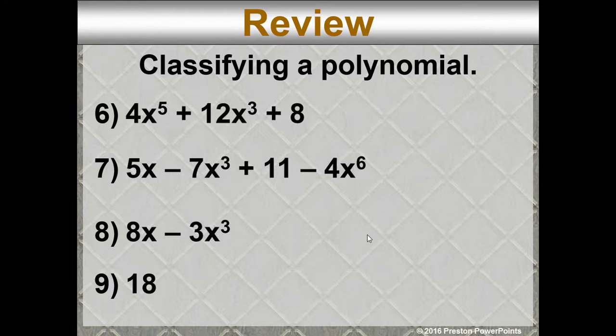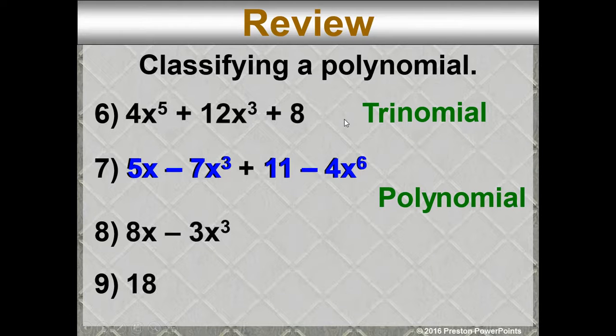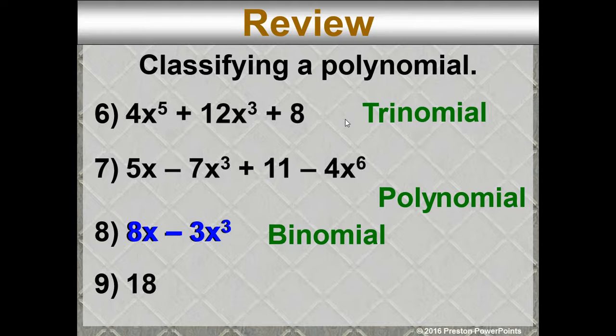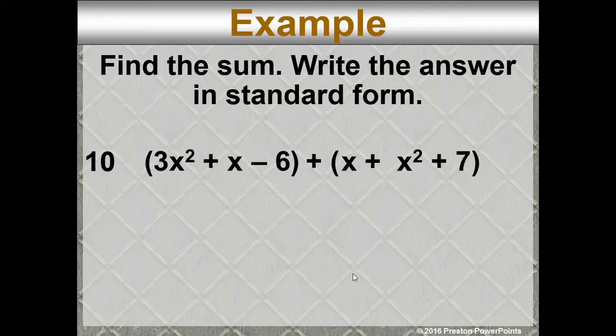All right, so classifying, these are all polynomials. If there's 3 terms, they call them trinomials. If there's more than 3 terms, we just call it a polynomial. 2 terms, it's called a binomial. And then if it's just 1 term, monomial. Mono meaning 1. So mono, bi, tri are your 3. I should say monomial. Sorry, there we go.